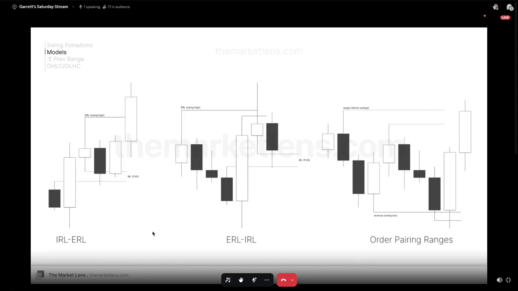So now we're going to introduce models. These are the 3 frameworks that we use every single day on all time frames, like the daily, the 4-hour, and the 1-hour. Internal to external, internal being the reversal point, external being the target. External to internal, external being the reversal point, internal range being the targets. And order pairing ranges, or just manipulation and distribution to low resistance liquidity. It is a swing point or a range low as the reversal point, and the opposing side of the range or failure swings or a swing high as the targets.